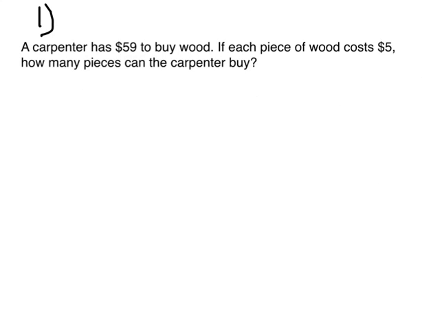Let's start with an example problem. A carpenter has $59 to buy wood. If each piece of wood costs $5, how many pieces can the carpenter buy? In this problem, what's the dividend? What's being split up? $59 is being split up. What's the divisor? What are we dividing by? We're dividing by 5. We're seeing how many groups of $5 are in $59.